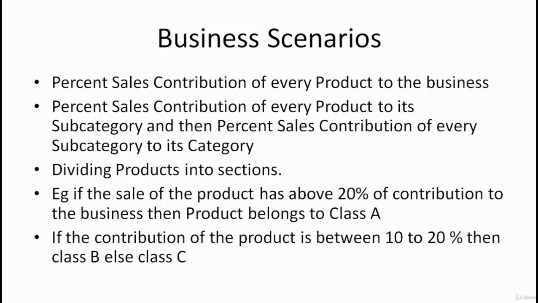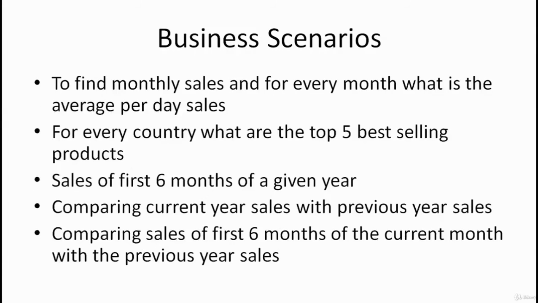Then I have also included business scenarios where you can divide your products into sections. For example, if the percentage sale contribution of the product to the business is around 20%, then the product belongs to class A. But if the percentage is between 10% to 20%, then it belongs to class B, otherwise it belongs to class C. Other business scenarios are such as you want to find monthly sales and for every month what is the average per day sale.